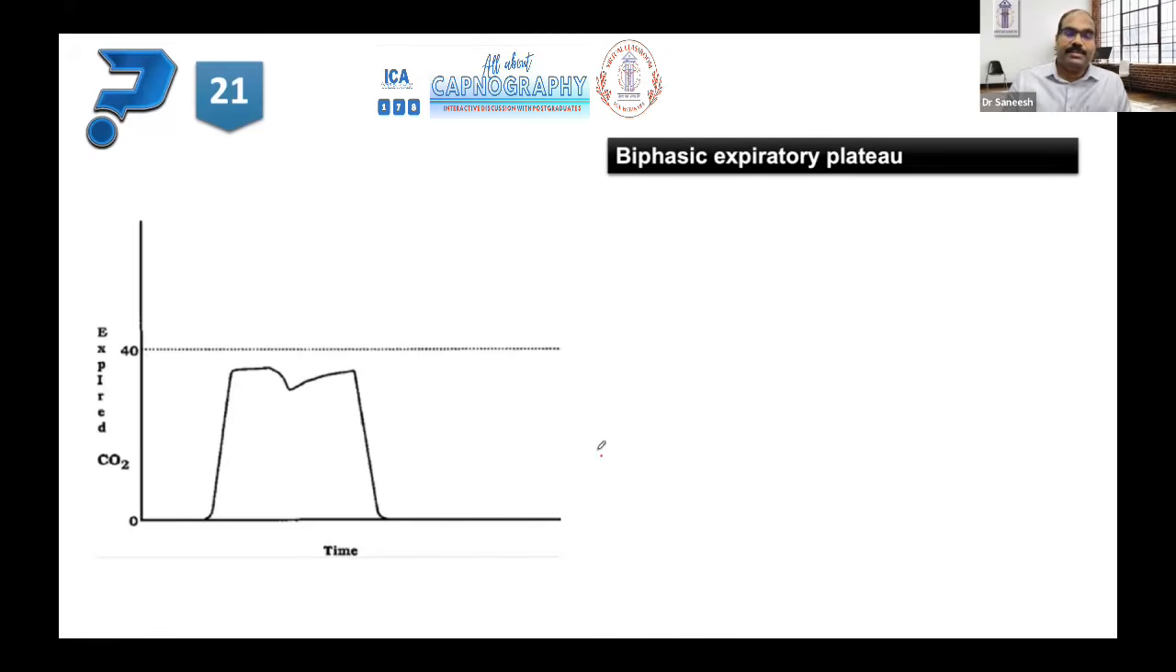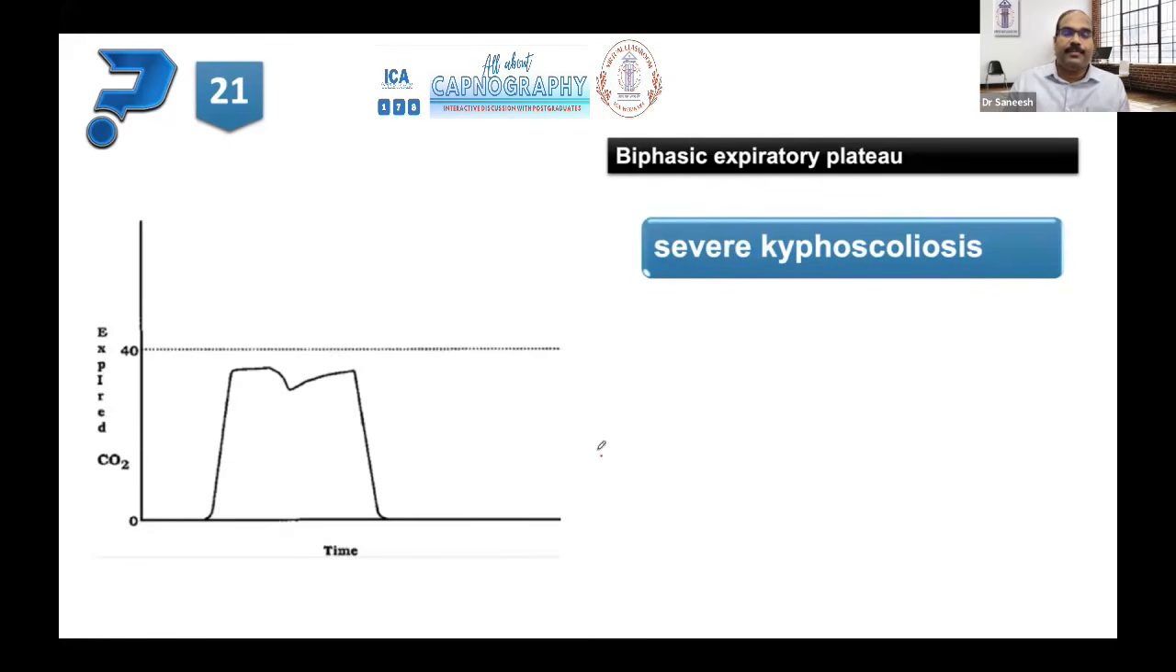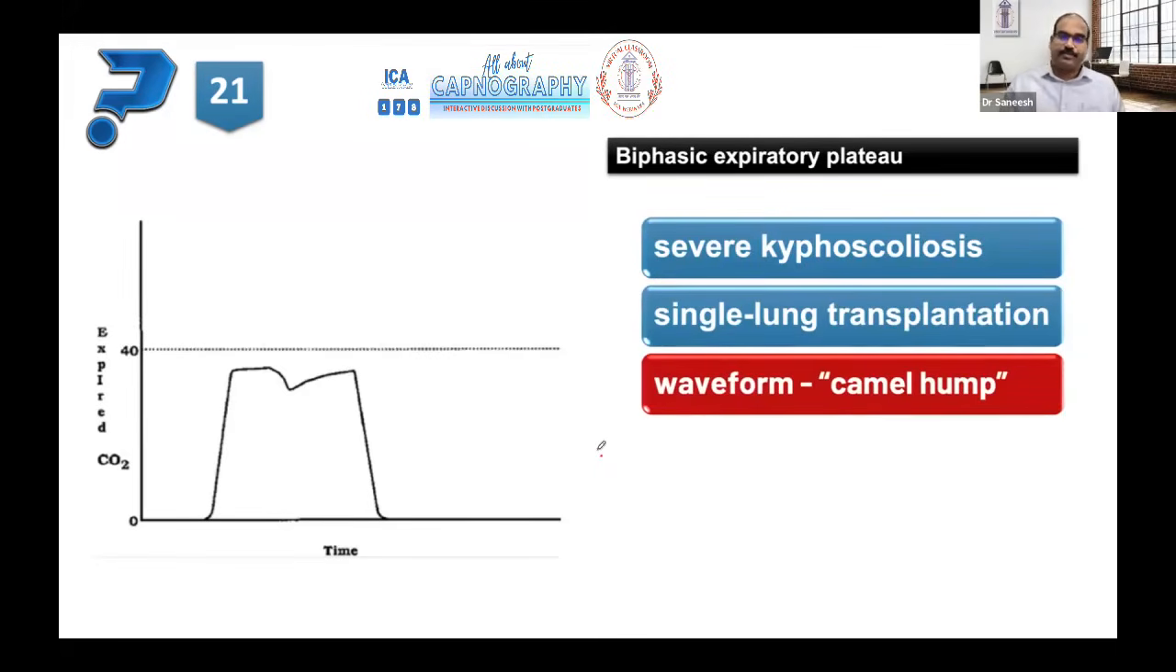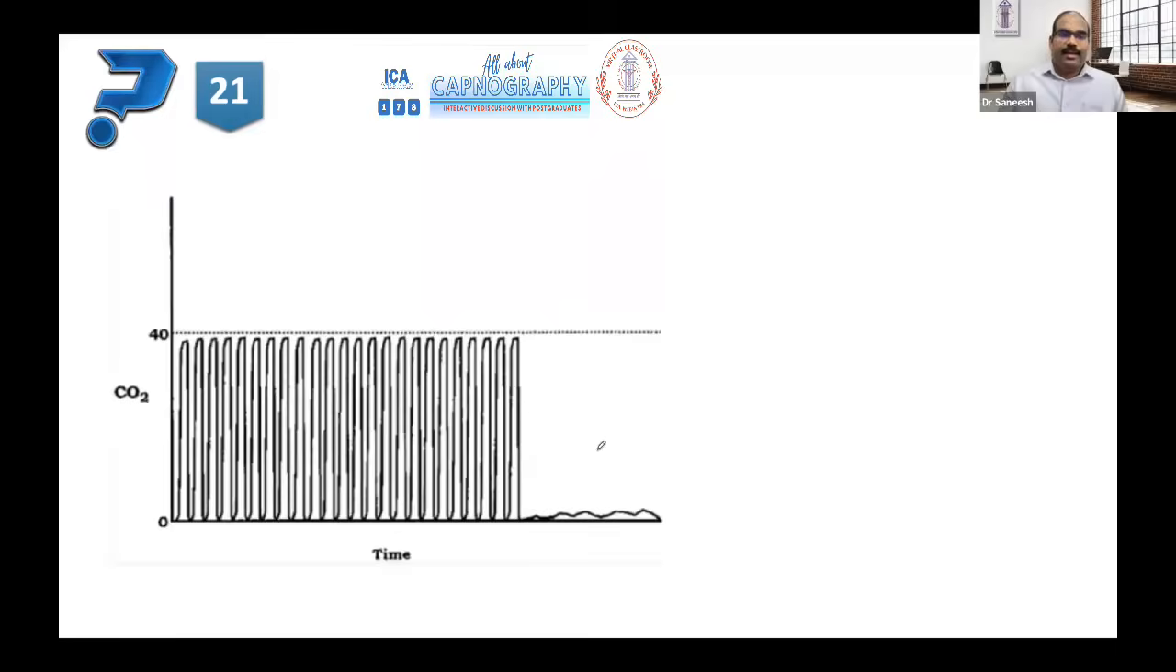So these are the differential diagnosis. As I mentioned in the beginning, you don't try to interpret with the capnogram tracing alone. You need to have a history and the trend, the values, and then only you can interpret properly. So this is an academic exercise. Severe kyphoscoliosis, when one lung has a totally different V/Q mismatch, you get a phase 3 like this, single lung transplantation. And the waveform, some others also call it a camel hump. Okay, so this is the tracing.